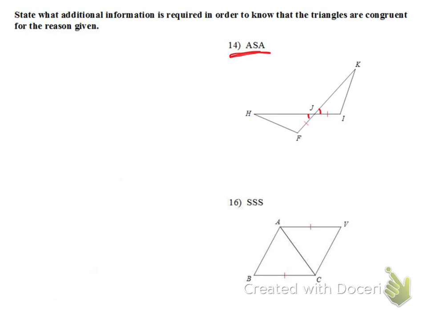Let me redo that because I'm getting sloppy here. It's angle, side, angle, right? So I know that this side right here is going to be equal to this side right here, and then this angle is going to be this angle. So I need to go angle, side, angle. So what I would have to have is I would need to know what this angle is, right? And then I would need to know what this angle is. So what I would need to know is that angle F is congruent to angle I.